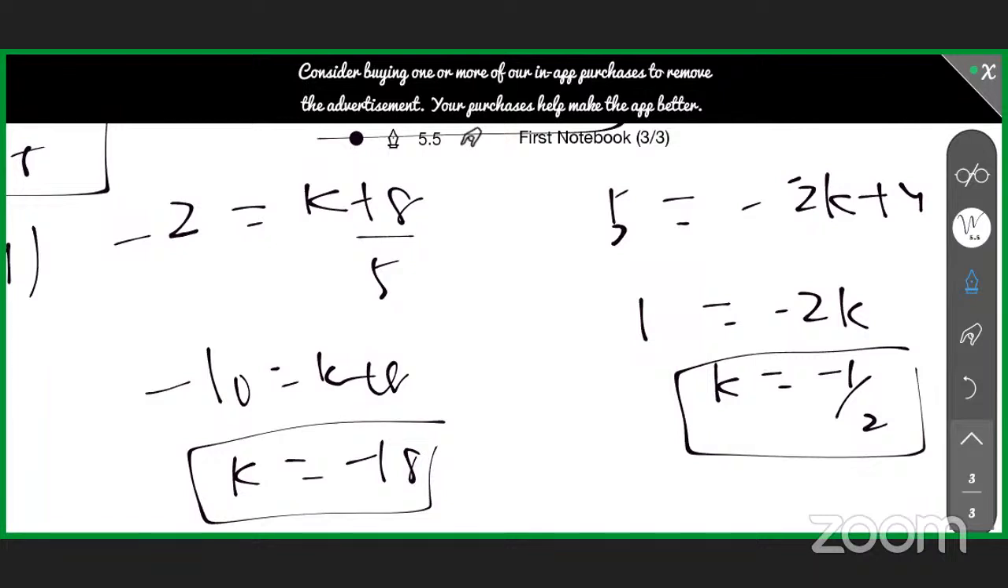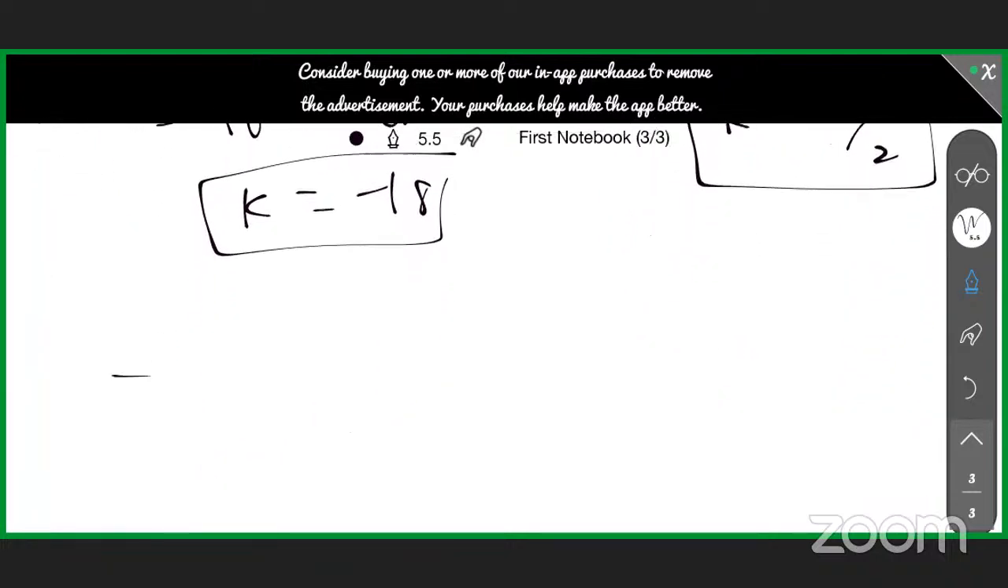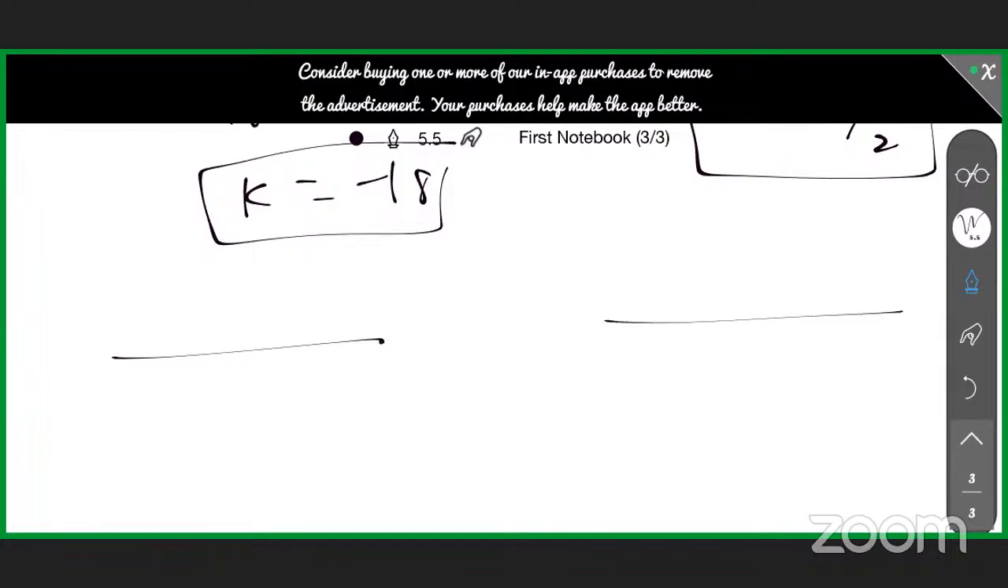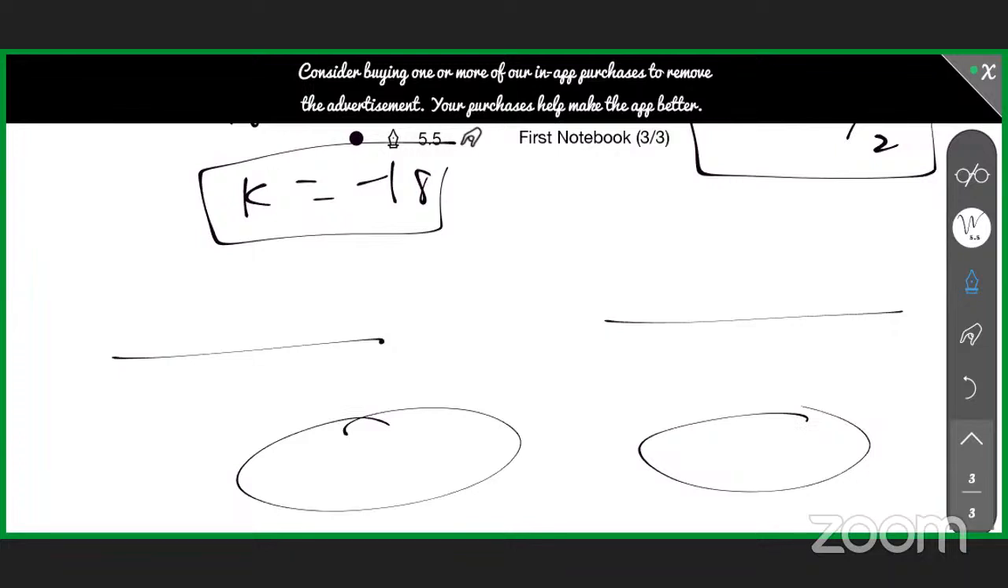Now we have got two values of k. One is k is equal to minus 18, another is k is equal to minus 1 by 2. Substitute these values in the equation and simplify and find out the two different equations. Is it okay? Is it clear, dear students?